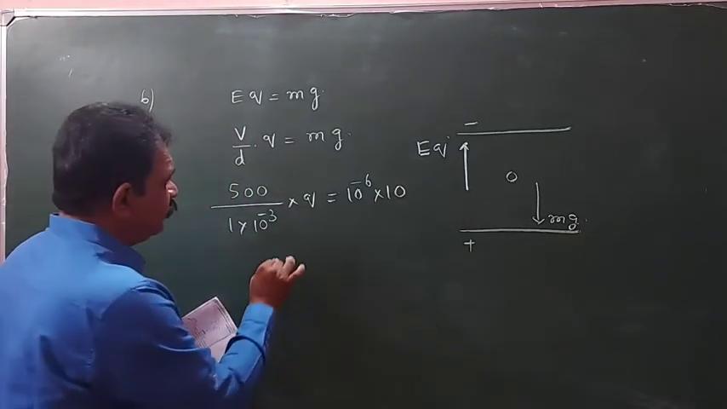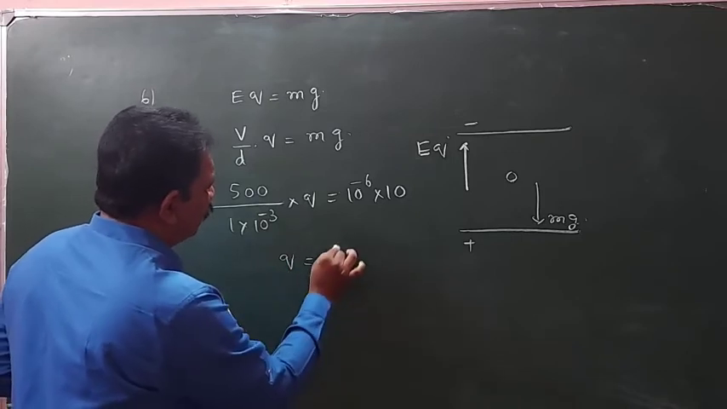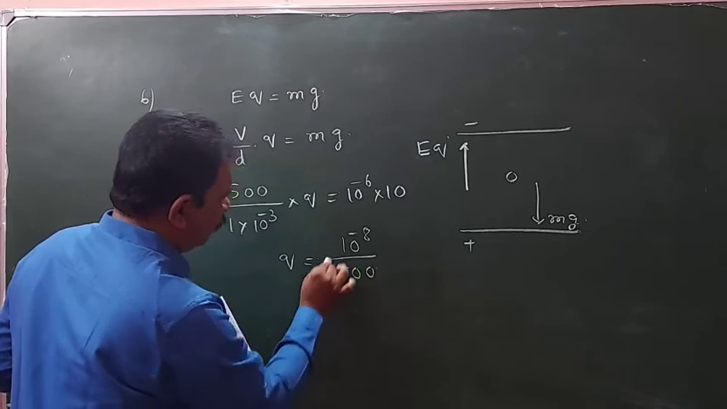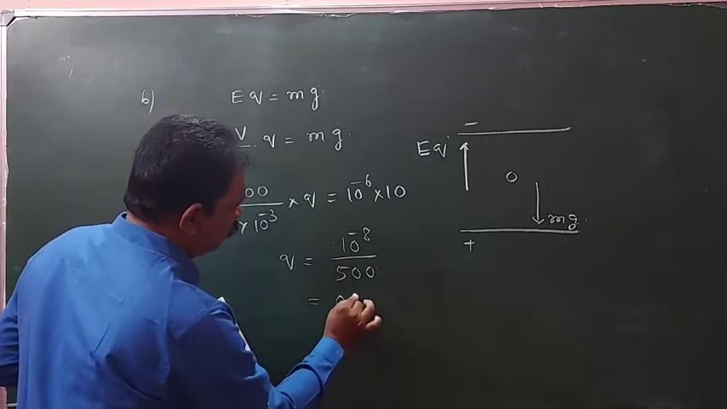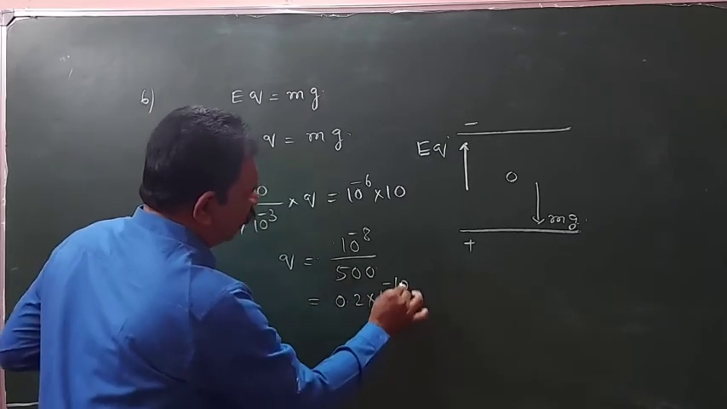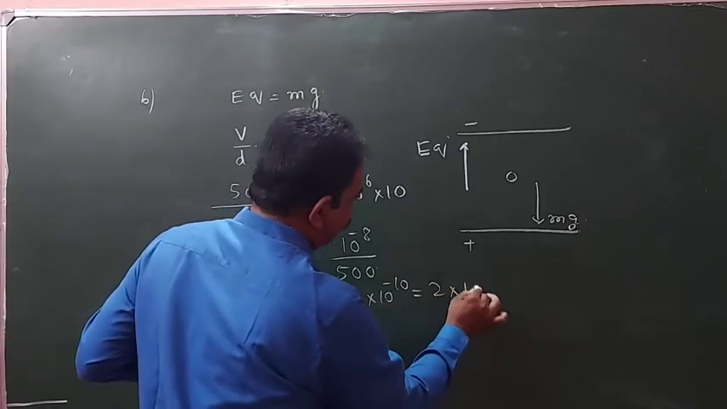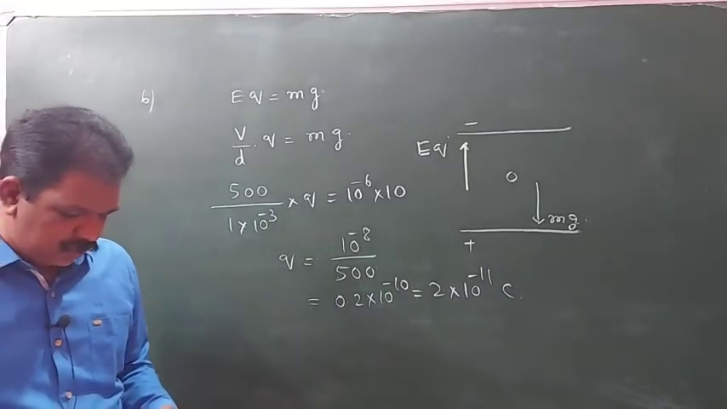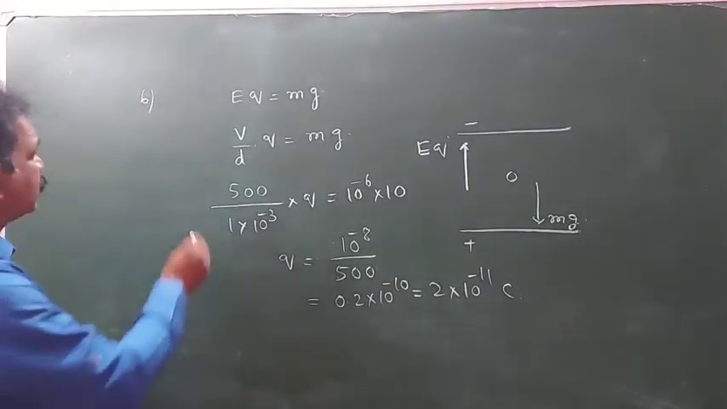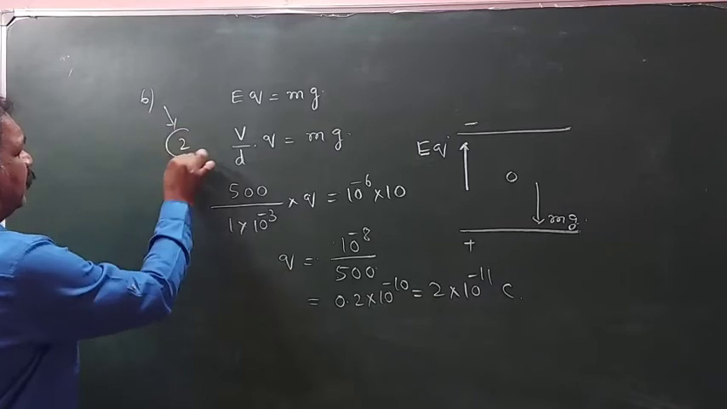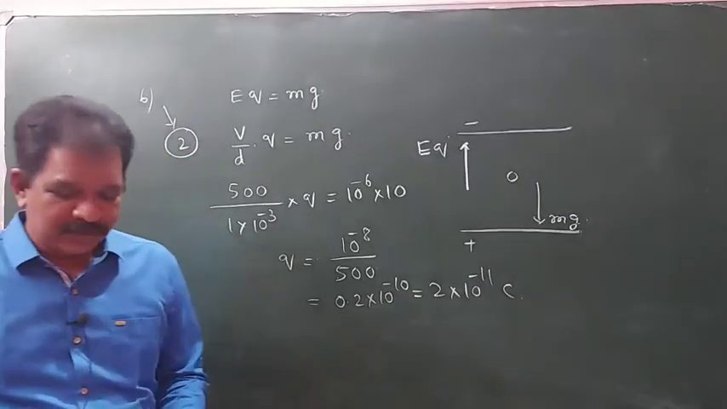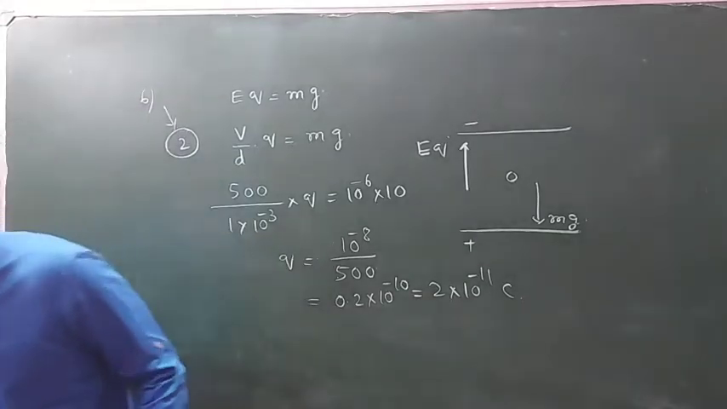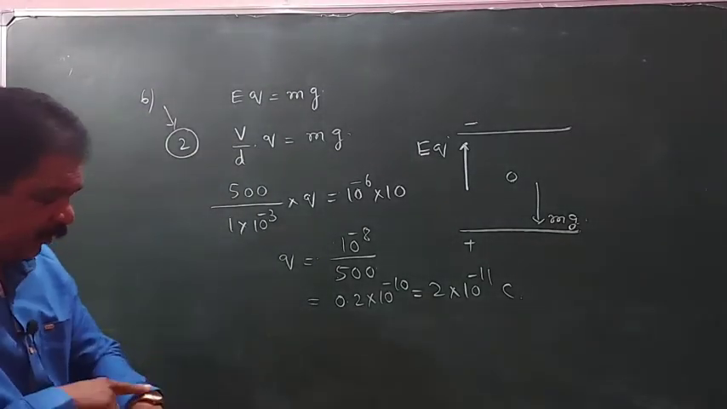Then Q is equal to 10 power minus 8 by 500. 1 by 5 means 0.2 into 10 power minus 10, so 2 into 10 power minus 11 coulombs. So sixth question, it will be second option. Next, seventh one, you see what they are asking.